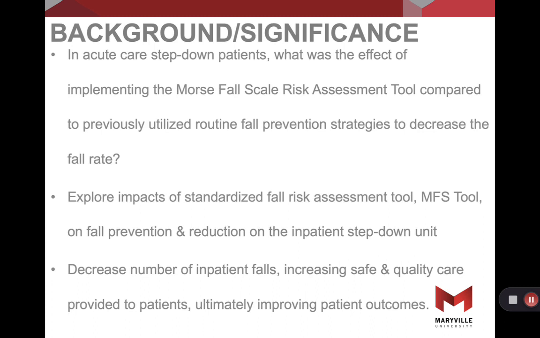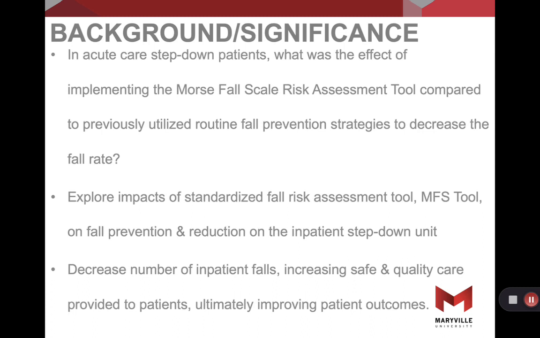The purpose of this project was to explore the impact that the use of the standardized fall risk assessment tool, the Morse Fall Scale tool, had on fall occurrences in the inpatient step-down unit. I hope to decrease the rates of inpatient fall occurrences through the use of the Morse Fall Scale tool, as this tool aids in the early identification of those who are at risk of experiencing an inpatient fall.